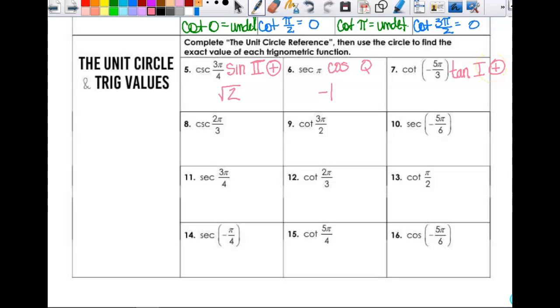The tangent of pi thirds is square root of 3, which means the cotangent is, you got it, square root of 3 over 3. Okay. Any questions at all? All right, you got 9 left.